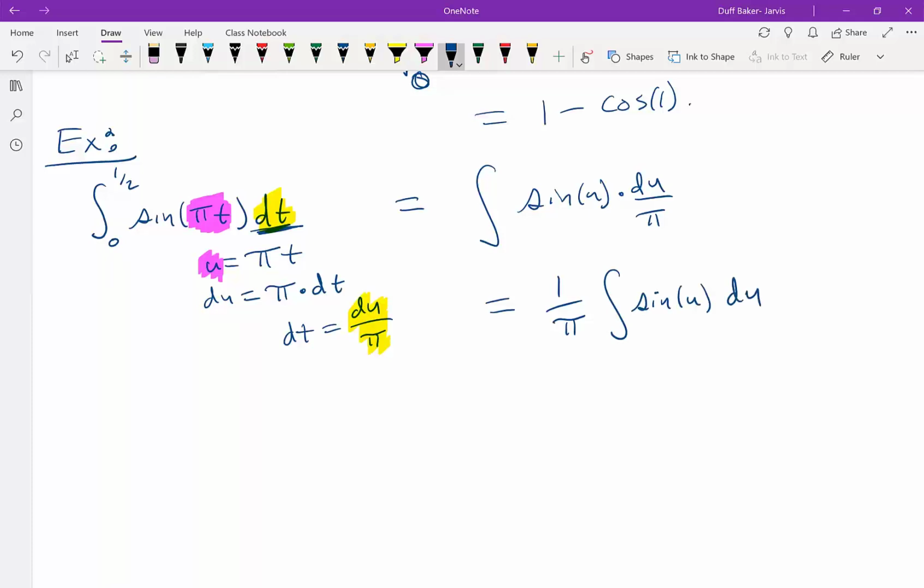But now we lost our bounds, right? So we have to make sure that we account for the bounds here. To do that, we always just plug the bounds into our u. So u at 0 is pi times 0, which is 0, and u at a half is pi times a half, so pi over 2. So this changes the integral to be 0 to pi over 2.